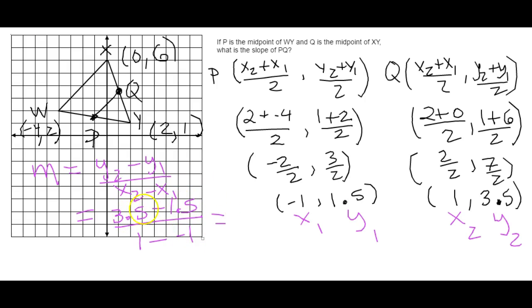We do our numerator first. 3.5 minus 1.5 is 2. -1 with a negative symbol in front of it all changes to plus. So 1 plus 1 is also 2. And then 2 divided by 2 is a slope of 1. So our final answer is 1. We had a lot of in-between steps, but our final answer is the slope of PQ, which is 1.